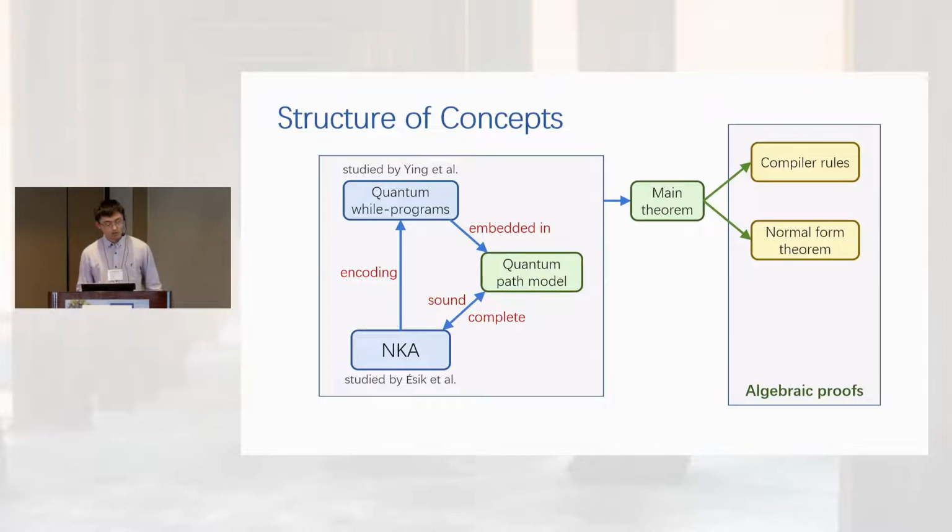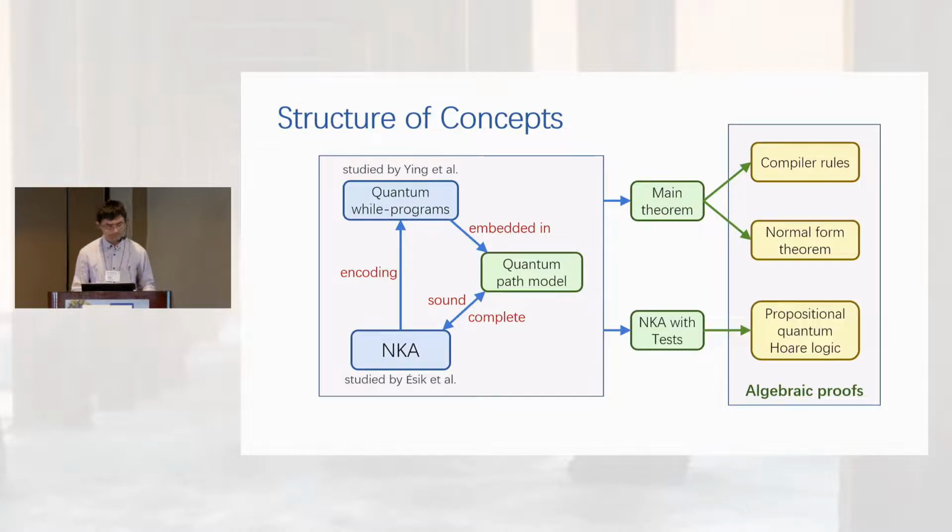With this model, we can derive the main theorem and exploit the main theorem to give algebraic proofs for compiler rules verification and the normal form theorem. We also equip the NKA with tests to characterize quantum predicates and quantum measurements. We can use NKA with tests to give an algebraic proof for the propositional fragment of quantum Hoare logic. Now we dive into the details of all these concepts.